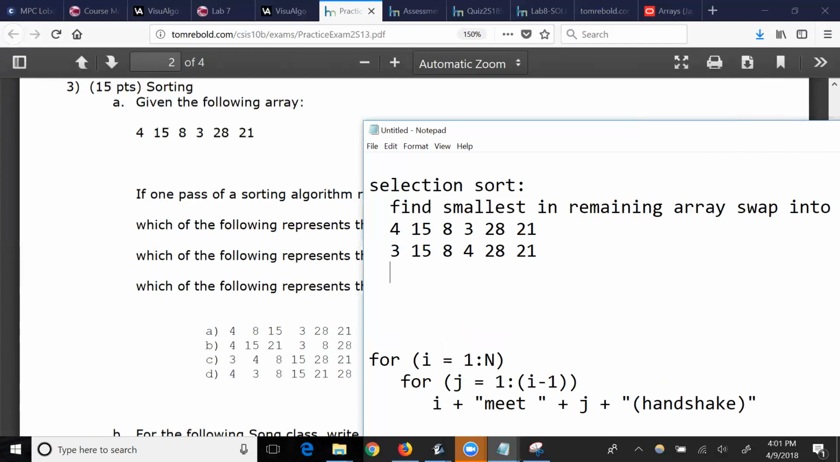After the second pass, the next smallest is going to be the 4, right? So 3, 4, 8, 15, 28, 21. We're swapping the next smallest one with the item that's sitting at the place where it should be. So selection sort is selecting the next one in line to be moved into its position, right? The next pass is going to find the 8 is already in its location, so there's no need to do any swapping. The next pass has the 15 in its location, and the next pass is going to swap the 21 with the 28, and then it's finished.